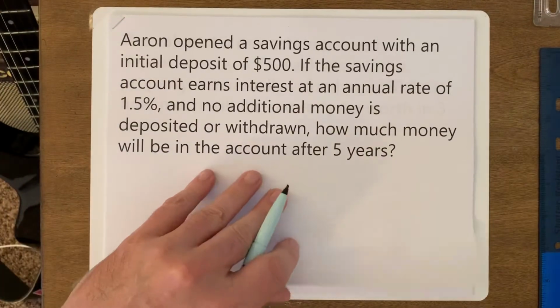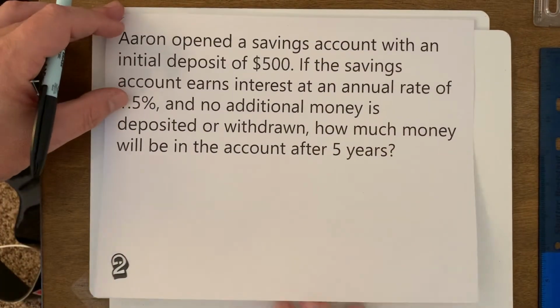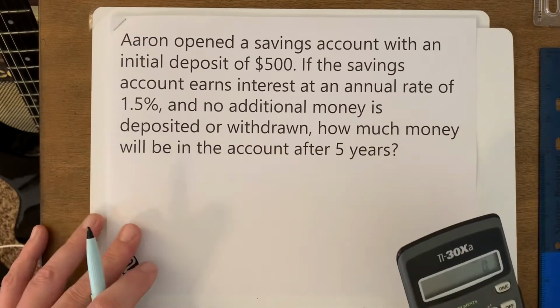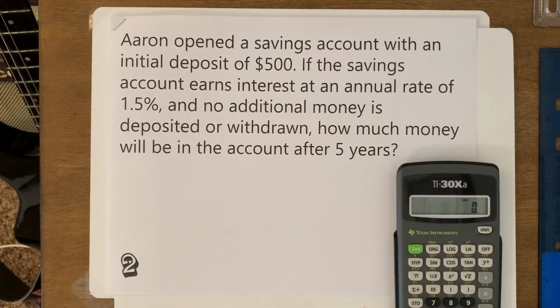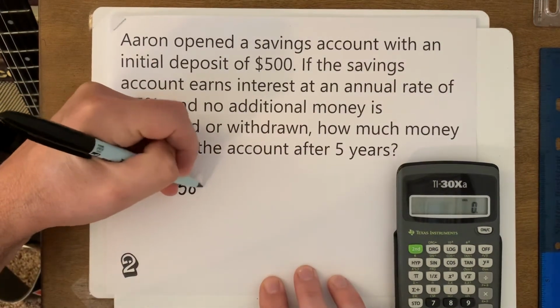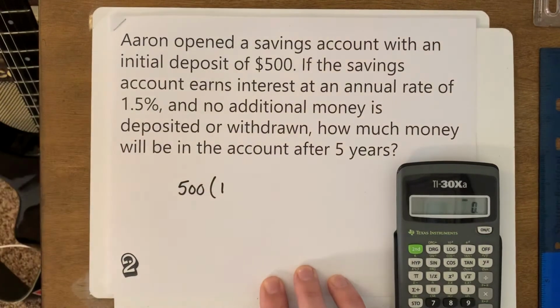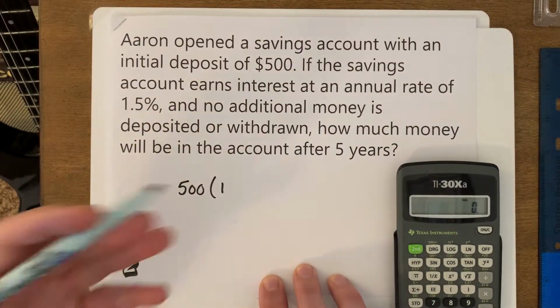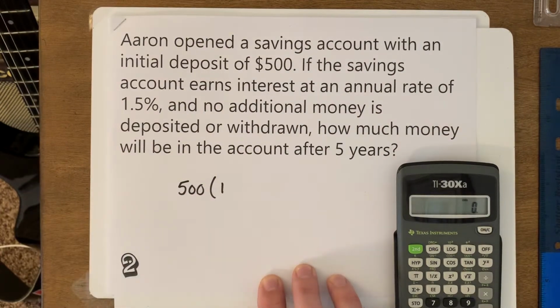Okay, next problem. Aaron opened a savings account with an initial deposit of $500. If the savings account earns interest at an annual rate of 1.5% and no additional money is deposited or withdrawn, how much money will be in the account after 5 years? All right, so we'll take a look. Looks like we're starting with $500, 1, and then it's going to be plus, right? Because when you have a savings account, you're going to have money going in, and it's going to be growth, and it's not going to be going out, which would be decay.